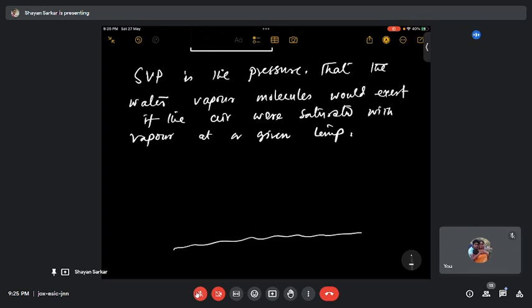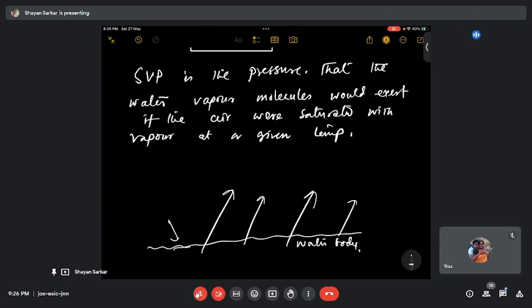Suppose this is an exposed water body, and it is receiving an enormous amount of temperature. Okay, as it receives an enormous amount of sunlight, what will happen? Numerous water molecules will just break this layer and go into the atmosphere.